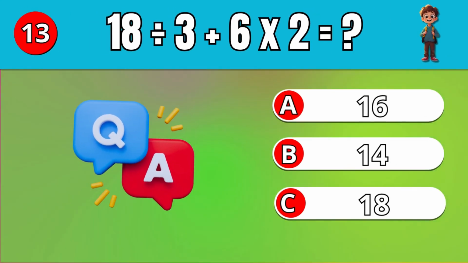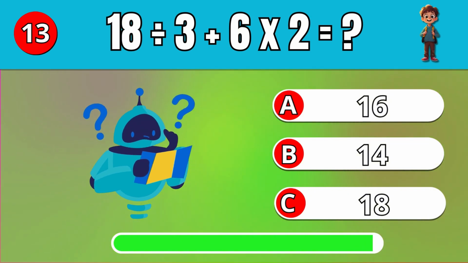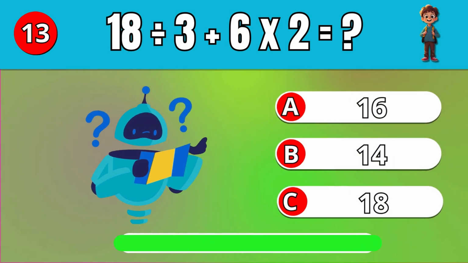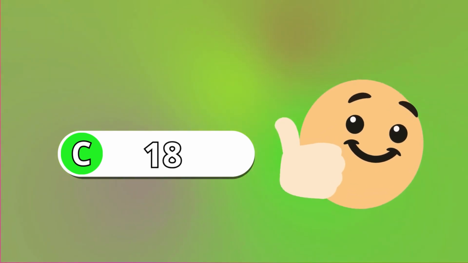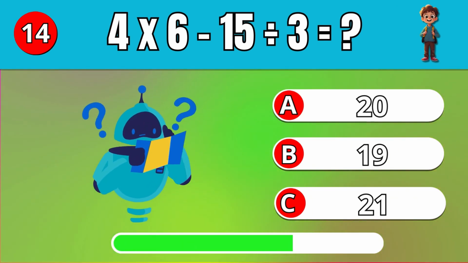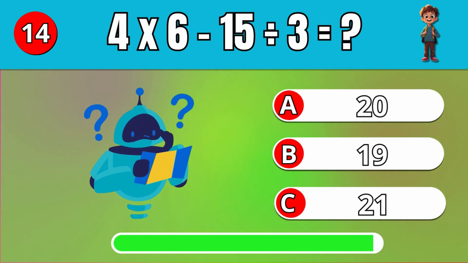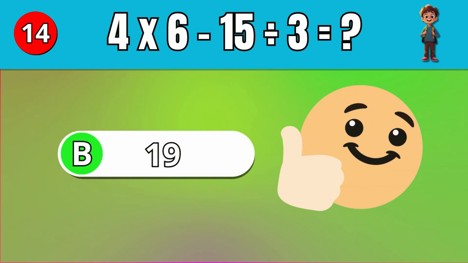What is 18 divided by 3 plus 6 times 2? C, 18. What is 4 times 6 minus 15 divided by 3? B, 19.